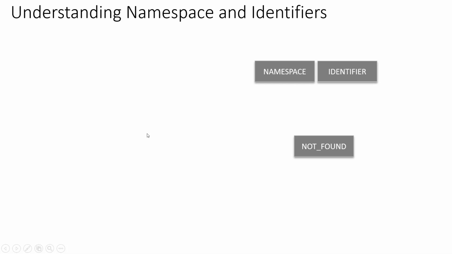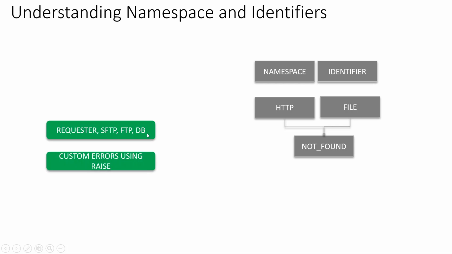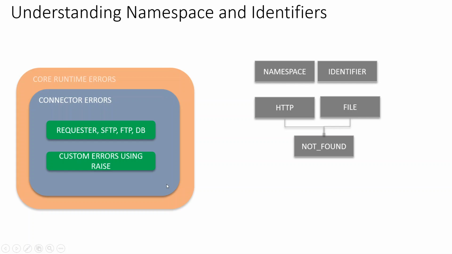So this not found identifier can be reused with different entities. That's the reason we need to uniquely identify the not found identifier, and to do so, we tie it with a namespace, for example HTTP and file. Even if you have a custom namespace created, you can connect the custom namespace with not found, like customer not found, account not found, and so on. Again, it is the same structure of the error: the custom errors fall under the connector errors, and the connector errors come under the core runtime errors.